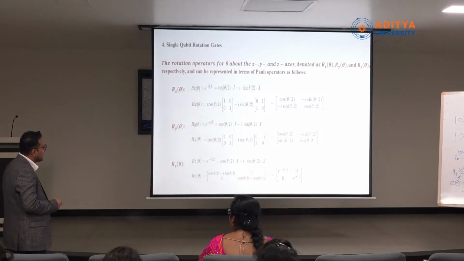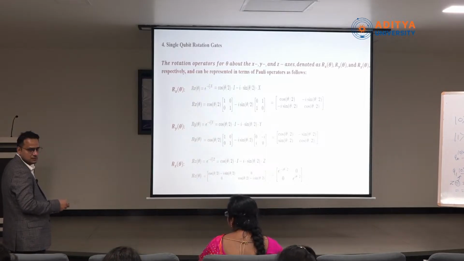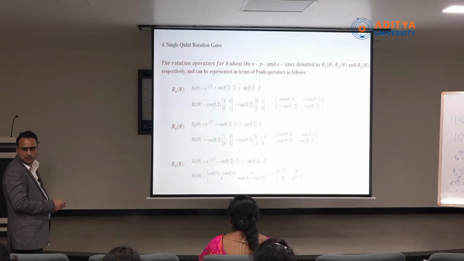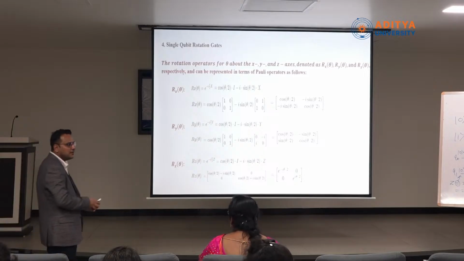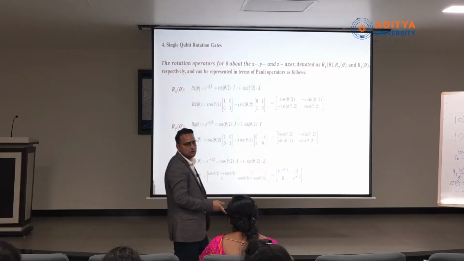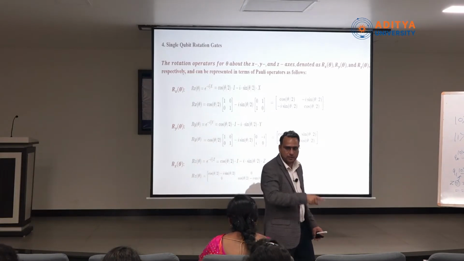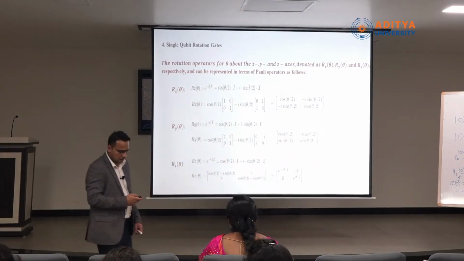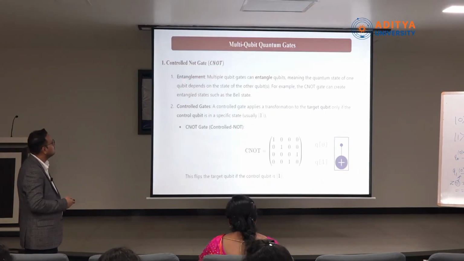These are the Rx, Ry and Rz gates and their corresponding matrix operations. Remember, they are single qubit gates, so the operational size of the matrix is 2 cross 2. Actually, 2 raised to the power 1 cross 2 raised to the power 1, because it is a one qubit gate operator. Clear? So let's move.